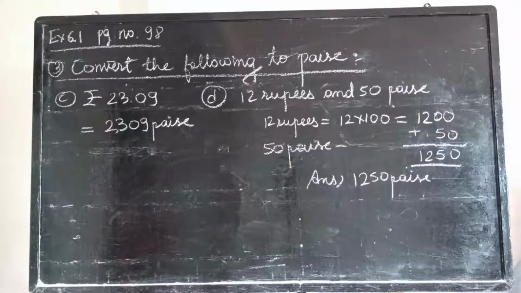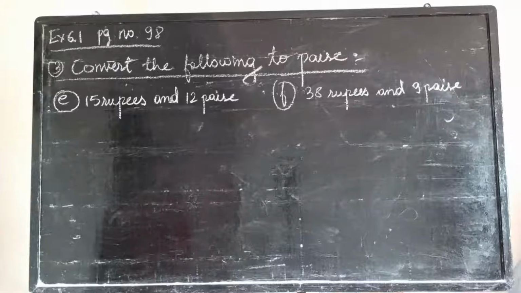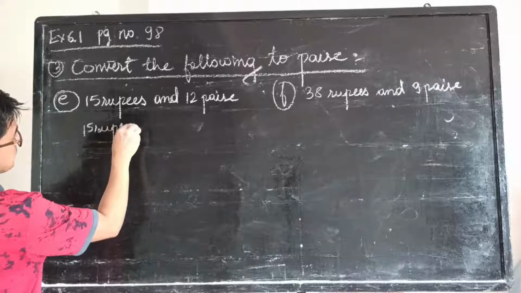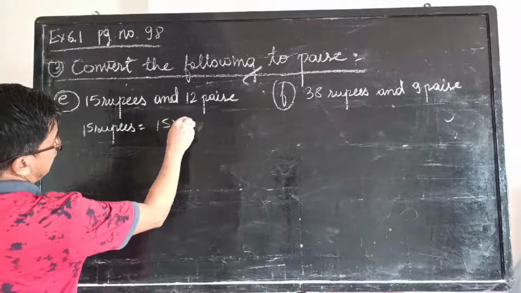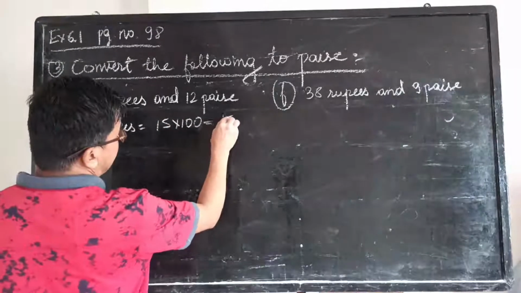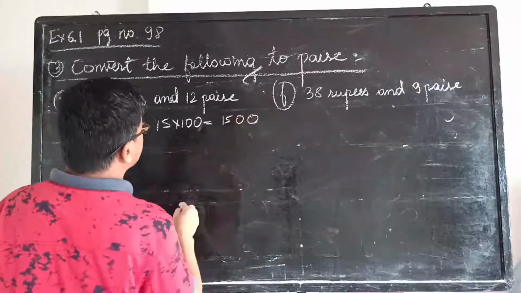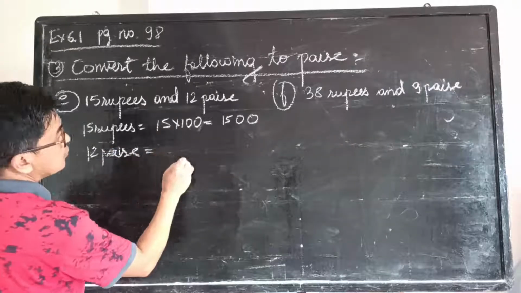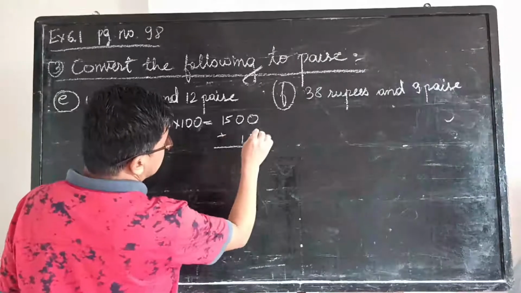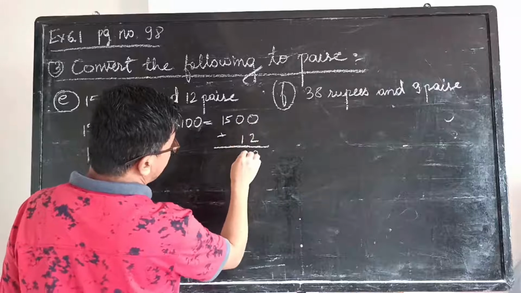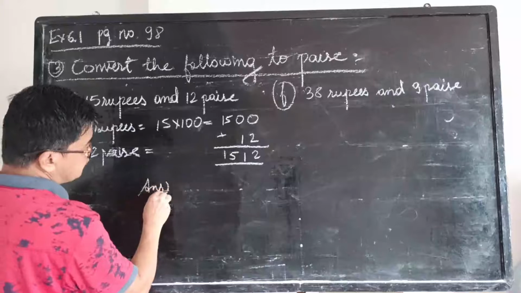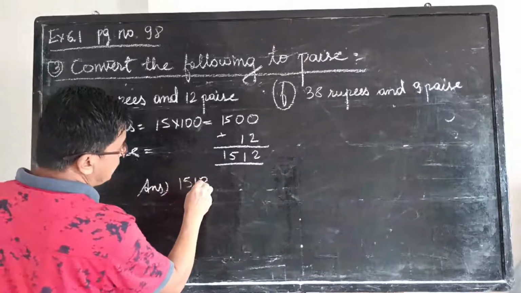Now we'll do E and F. Now E, 15 rupees 12 paise. We know that 15 rupees is equal to 15 into 100. That is equal to 1, 5, then 1, 2, 0. And 12 paise is equal to 12 over here. Now add 0 plus 2, 2, 1 plus 0, 1, 5 plus nothing here, 5. This is the answer, 1512 paise.